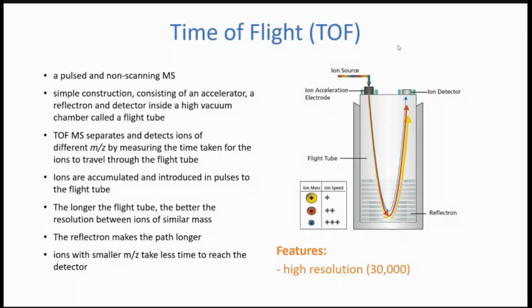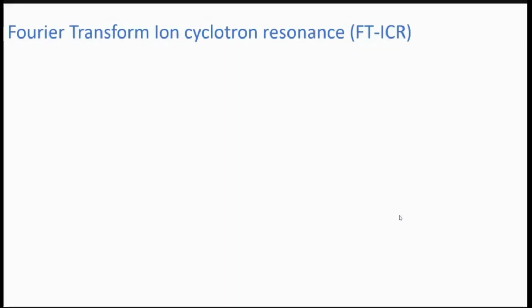What that actually translates to is that 0.0001 mass units can be resolved from each other very easily. In fact, less than 0.0001. It's also pulsed, and really fast. These ions travel through the flight tube in milliseconds. It is so fast.